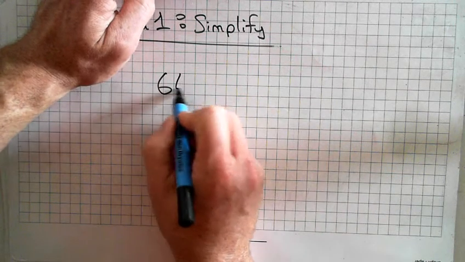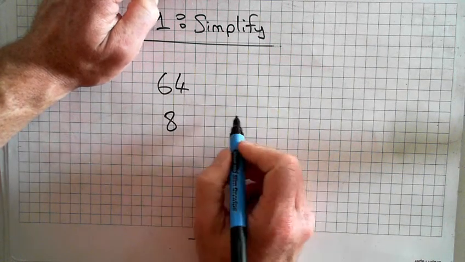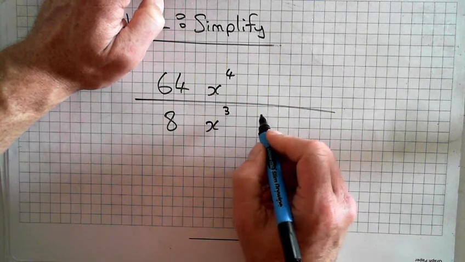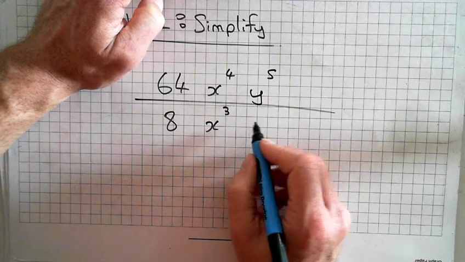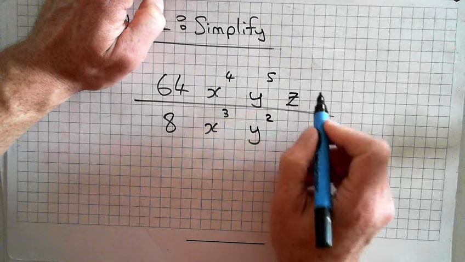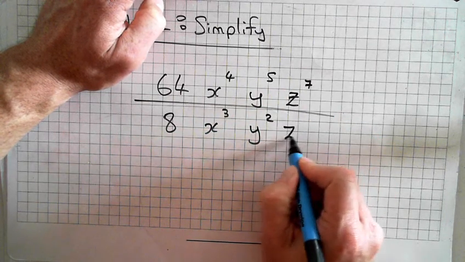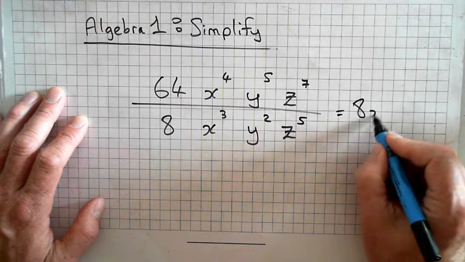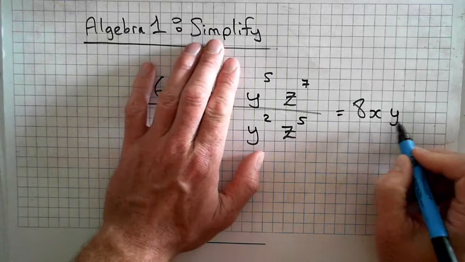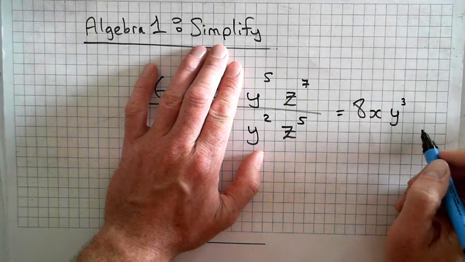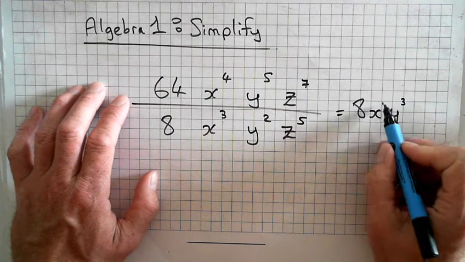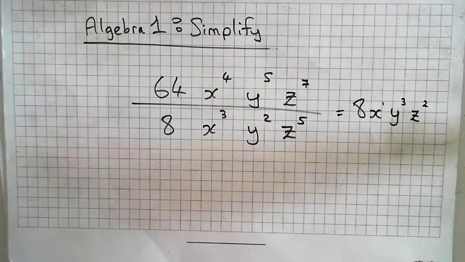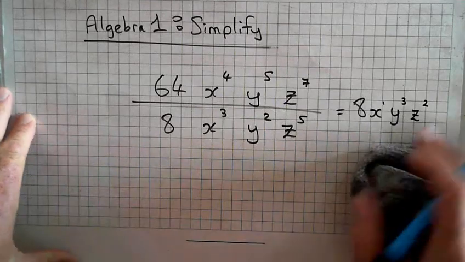Alright, a bigger one. 64 over 8. X to the 4, x to the 3: 8x1. Y to the 5, y to the 2: 8x. Z, you can write z like that with a dash, so you don't mix it up with a 2. Alright, so it should be, yeah, Philip, 8x, x1, y3, z2. It's a good idea to write z's like that, just so you don't mistake them for a 2.